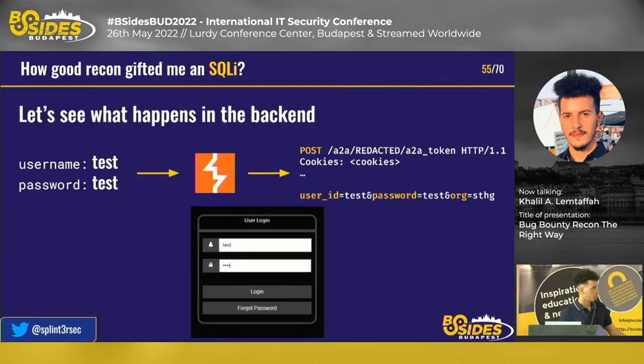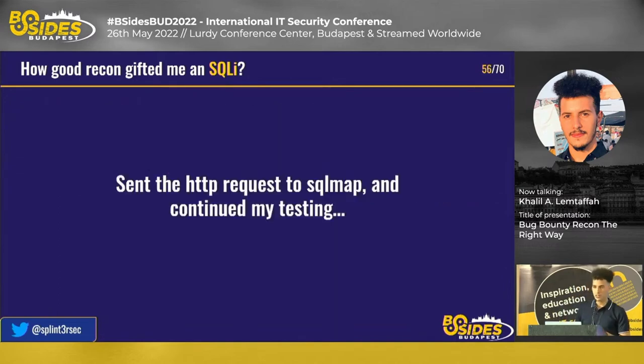I went to the Burp Suite log. This was an actual screenshot of the login panel. And as you can see there, there's a POST request sent to /A2A/redacted/A2A_token. And the three parameters were user ID, password, and organization. So I sent the HTTP request to SQLMap, and I continued my testing.